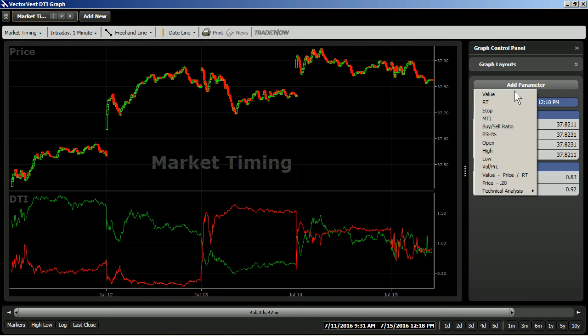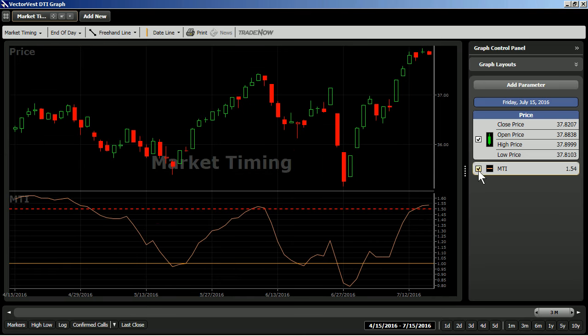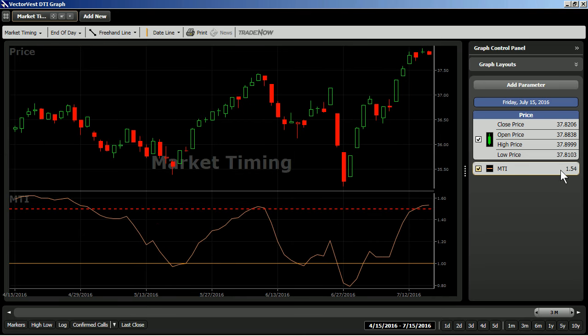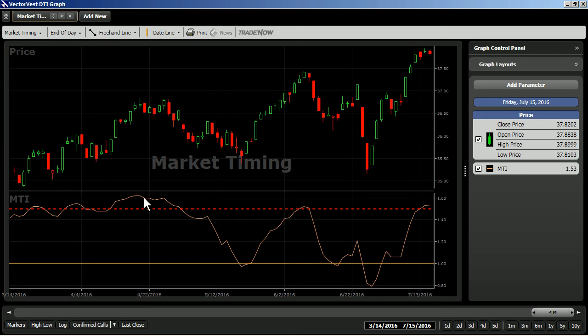If I go to add parameter, click on the MTI, and move us to a 3-month graph, the market timing indicator did just recently cross above that very important 1.5 level. As you know, when the MTI gets to that 1.5 level, and you can see over the last few months here, the market did start to behave a little toppy. It did so back here in April. It did so back here at the beginning of June. And again, same situation now.